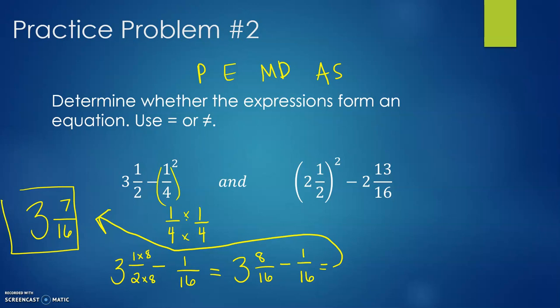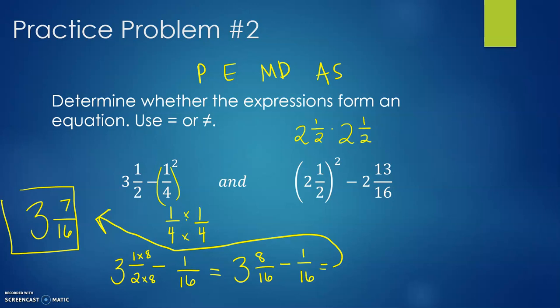Let's go ahead and evaluate my right expression. Now for this one, I am going to be doing 2.5 times 2.5. However, when multiplying fractions, they do have to be improper.